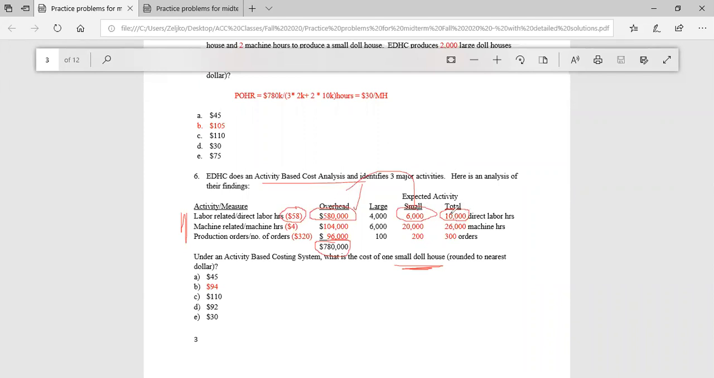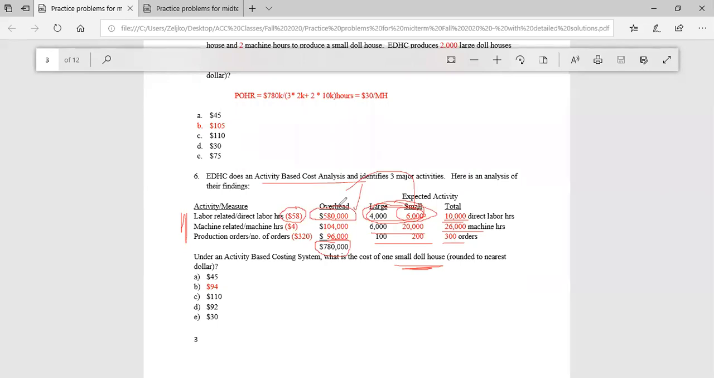So now, what if you weren't given these totals here? What do you do? Then what do you do? Well, you add up these two, and that will give you the total, which is here 10,000, etc. So the information is there, so they don't get confused about, well, where is my total? Well, the total is here. 4 plus 6, it's 10. 6 plus 20 is 26. 1 plus 200 is 300. Okay.